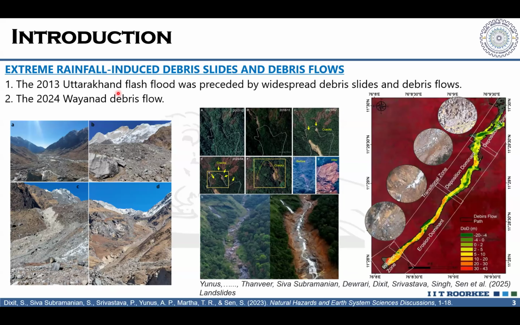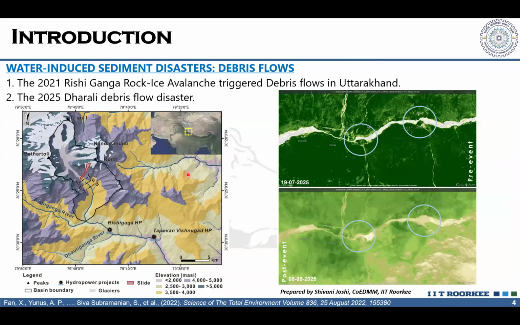And also the largest debris flow disaster that happened in India, the 2024 Wayanad debris flow that happened in the Western Ghats. All these are sediment-related hazards where the control or component of hydrology is predominantly important. And we need to understand the fundamental hydrology as well as the geotechnics of the hazard in order to give some early warning information. Similarly, the 2021 Rishiganga Roorkee avalanche-induced debris flow and flash flood is a kind of cascading hazard.